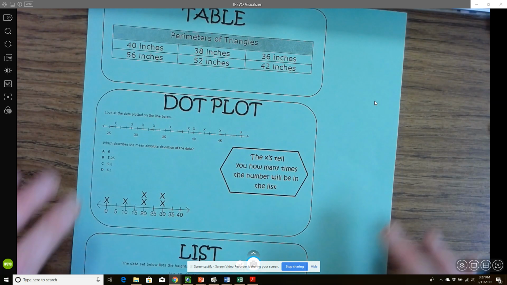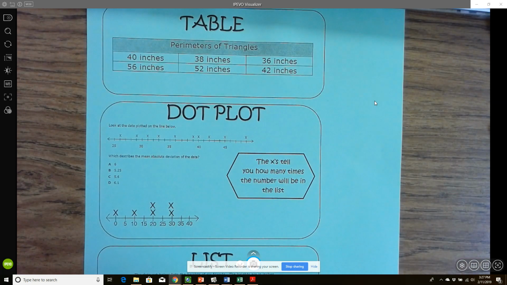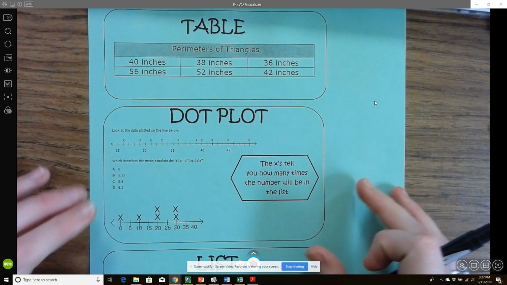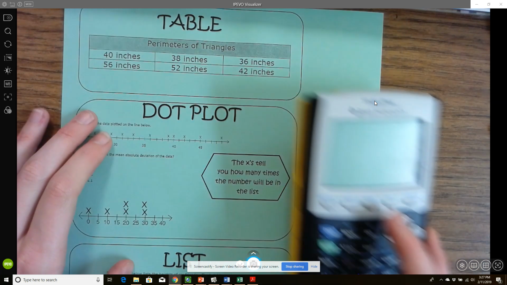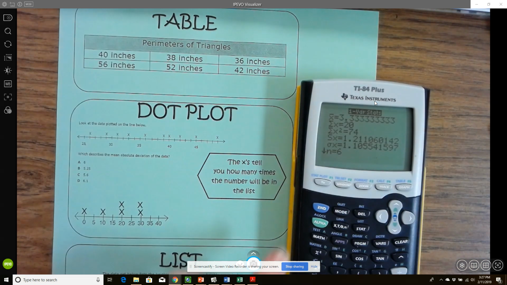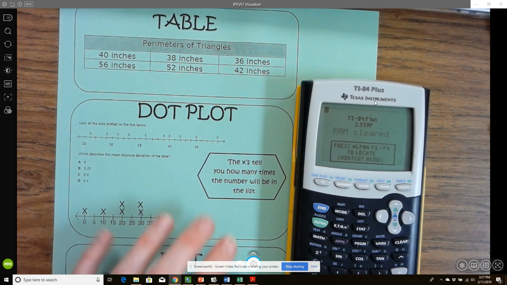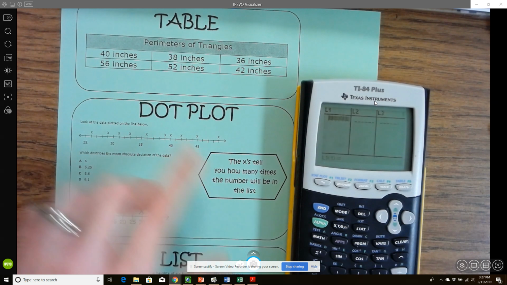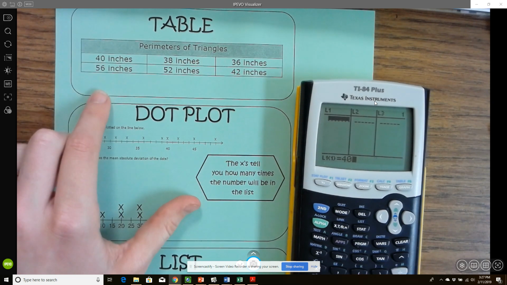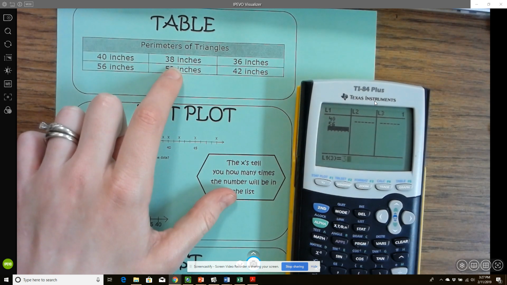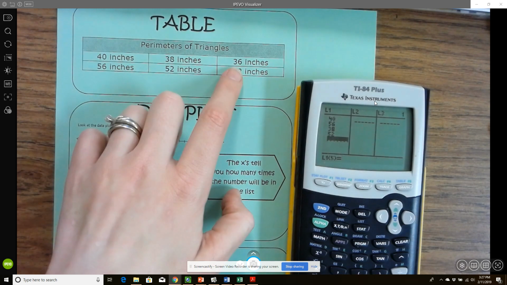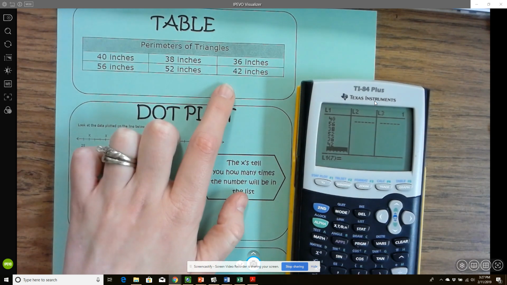This video is for finding mean absolute deviations from tables and dot plots. So it's pretty much the same process. So here I've got all my data in a table. And so I'm going to go to stat and I'm going to enter all my data. So 40, 56, 38, 52, 36, and 42.